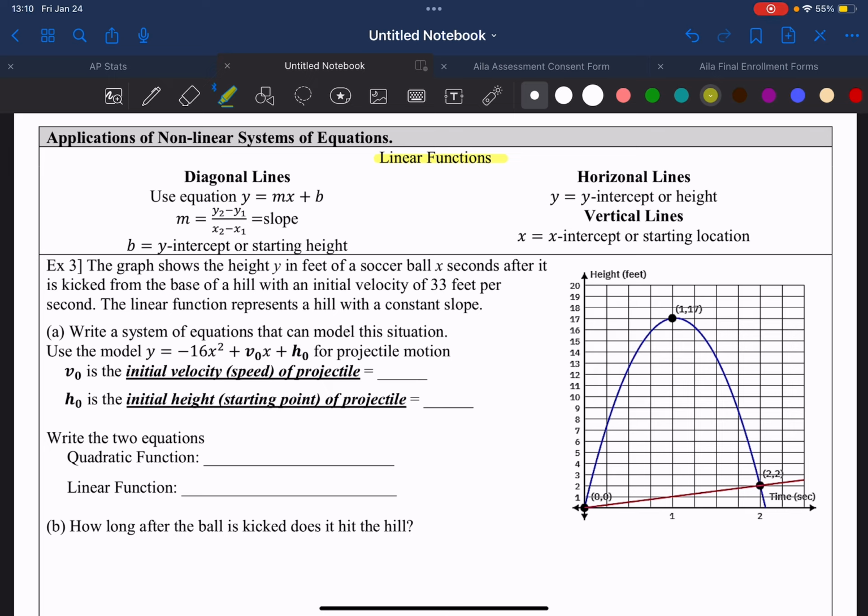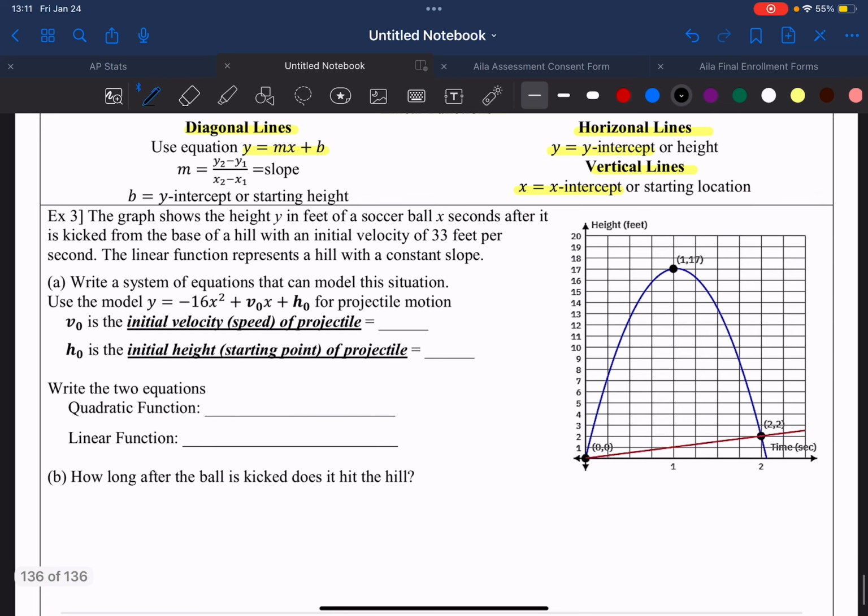We can have one that is a diagonal line, and this is the one that should look the most familiar from Algebra 1 because it uses the equation y is equal to mx plus b, where m is the slope and b is the y-intercept. Linear functions could also be horizontal lines where y is equal to the y-intercept, or vertical lines where x is equal to the x-intercept. This is important to note in case a part of the problem mentions what type of linear function this is, diagonal, horizontal, or vertical, so you'll know how to write that properly.